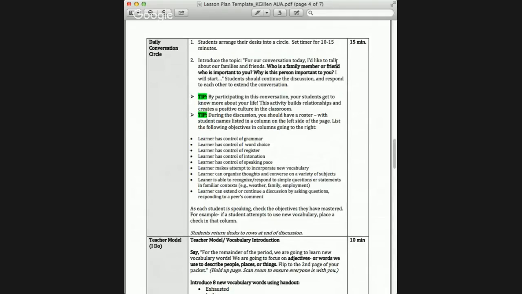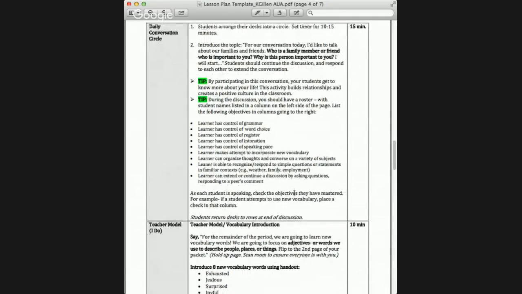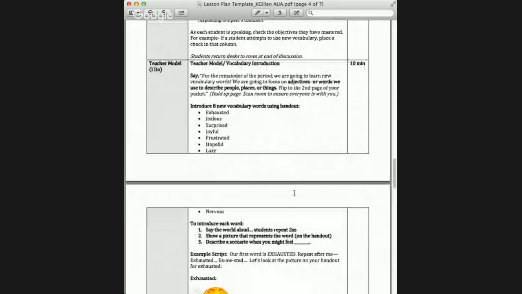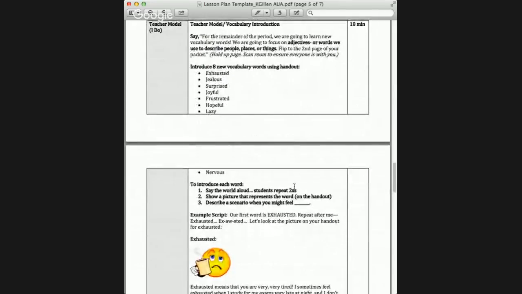So after 15 minutes, your timer will go off. You will put the desks back into the place they were. And then we get into the actual objective of our lesson. So students are warmed up. We've already had a lot of speaking and writing practice. And now we're going to get into the meat of our lesson, the vocabulary that's laid out in our objective.